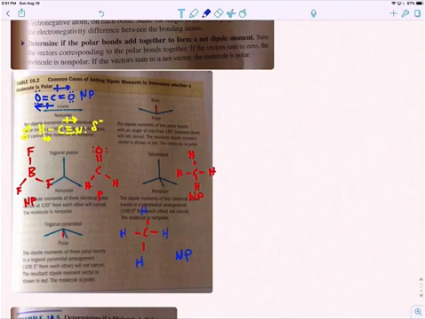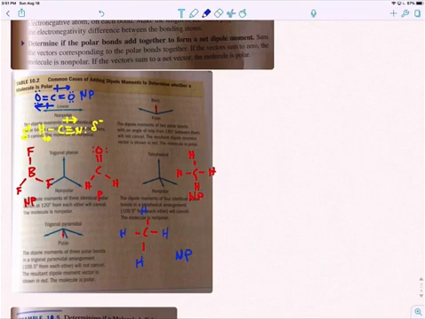Okay, so linear molecule, if the atoms are different, it's polar. So like in yellow here, I have HCN. That's a polar molecule. The atoms are different. In carbon dioxide, they're the same. If they're the same, they're nonpolar. If they're different, they're polar.